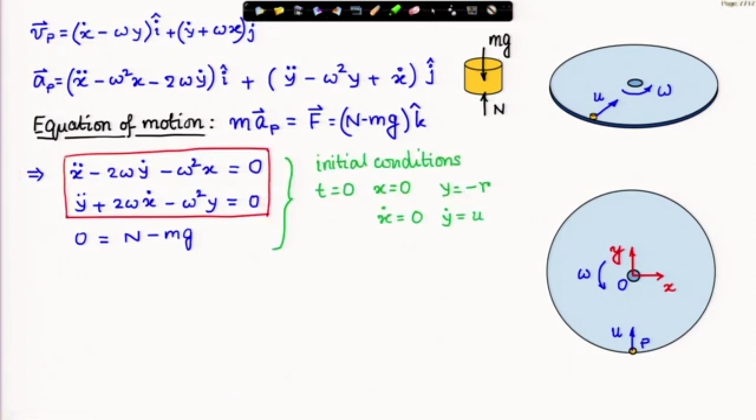So, these are our relevant equations, and there are two second order ordinary differential equations. We will need these initial conditions, 4 initial conditions. At time t equal to 0, it starts at x equal to 0 and y equal to minus r, and its x velocity was 0 and y velocity was u, and remember this is relative to the disk. So, y dot is actually relative to the disk. That is equal to u.